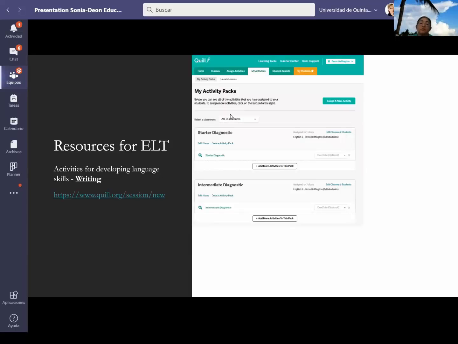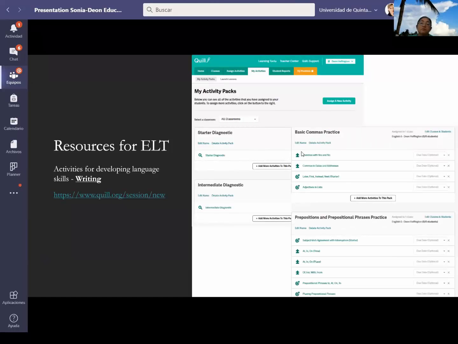So in this case, for example, you'll see that they have diagnostic assessments that you can assign your students, but you'll also see that they have a whole bunch of activities that can help students develop their writing skills, and you can choose them and assign them based on the topics that you're developing. So let's say you're working on prepositions and prepositional phrases, then this is an activity that maybe you can assign them. Again, these are all free resources, and the links are here on the left-hand side where you can go into the websites.